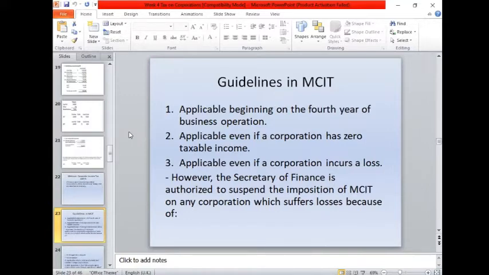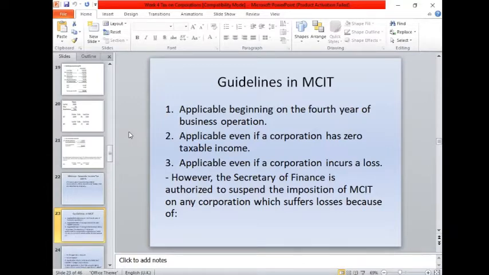Another, the minimum corporate income tax is applicable if the corporation experiences zero taxable income. So it applies if the corporation experiences a break-even or losses. So in case the corporate business experiences losses or break-even, then it shall apply the minimum corporate income tax.